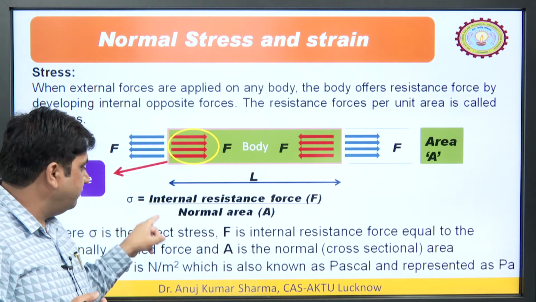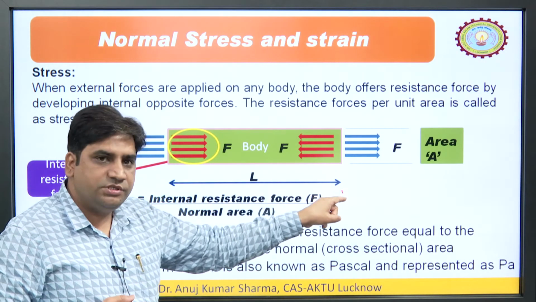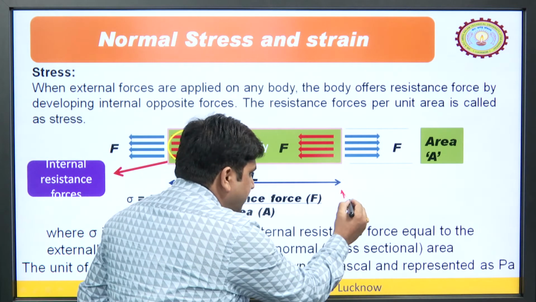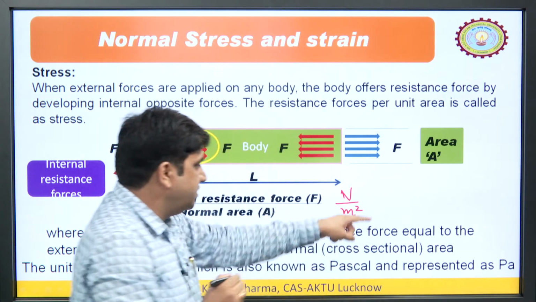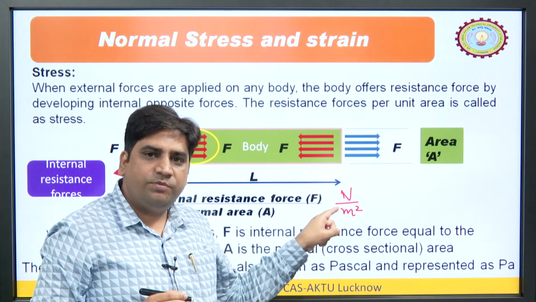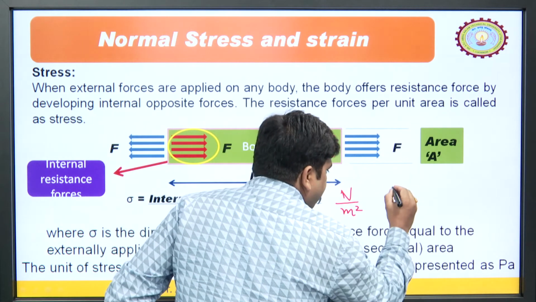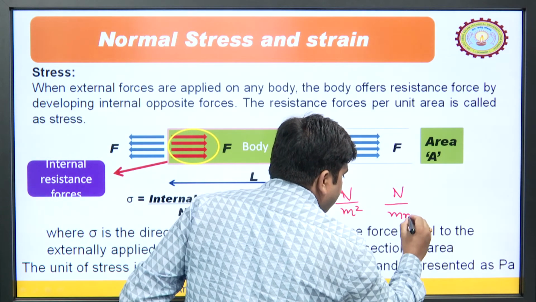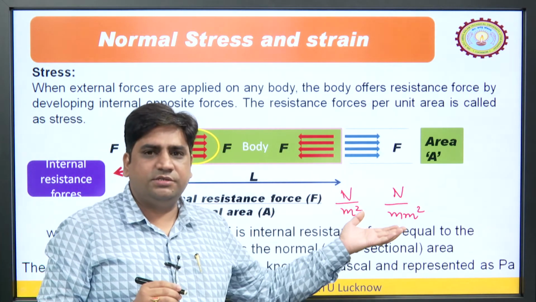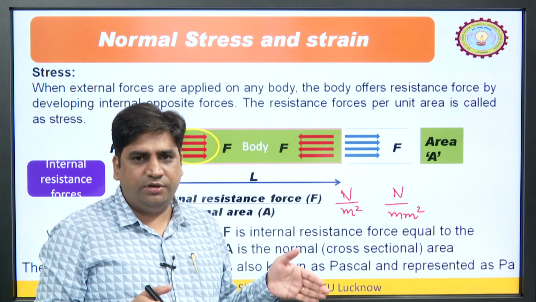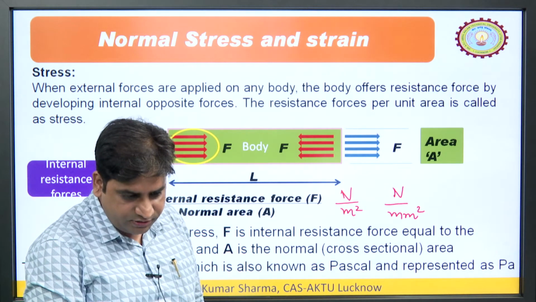If we calculate the unit of this stress, it is equal to internal resistance force, whose unit is Newton, divided by the area, whose unit is, let us say, meter square. So, Newton per meter square is the unit. This Newton per meter square is the Pascal, the SI unit of stress, and generally it is represented in terms of Newton per millimeter square, because in engineering we generally measure dimensions in millimeters rather than meters. So, this is the direct stress or simple stress.